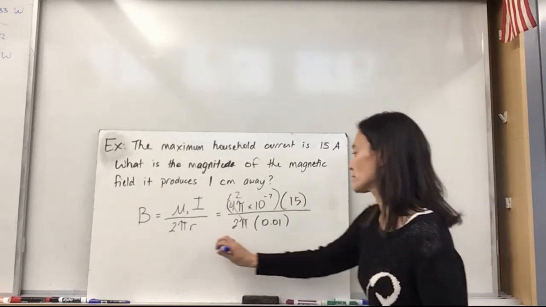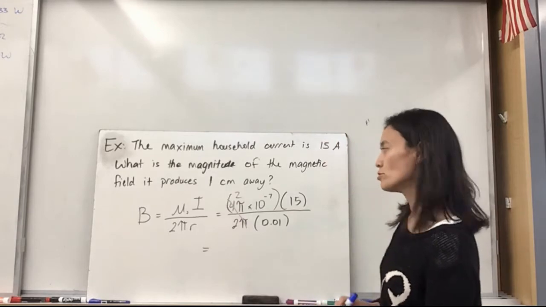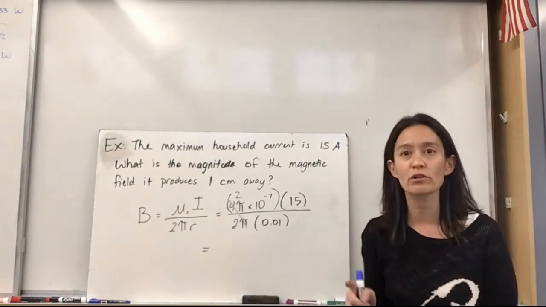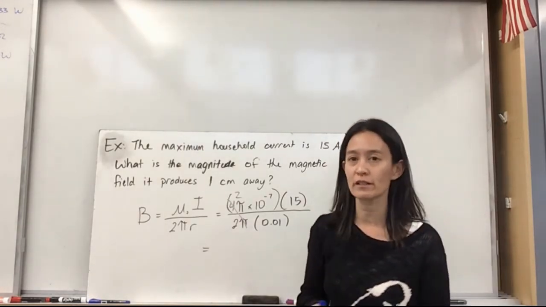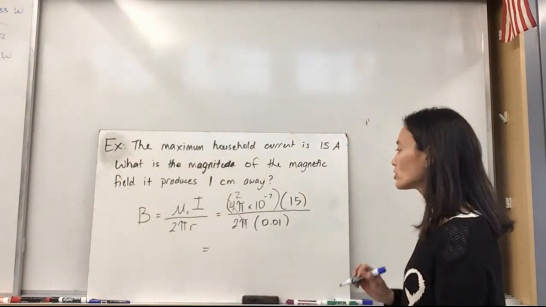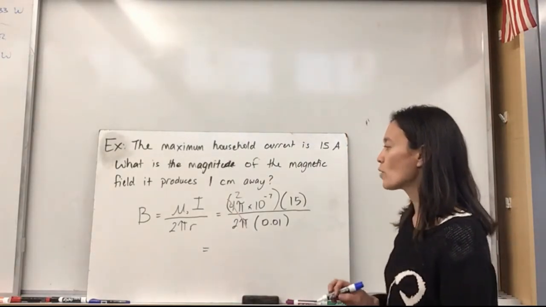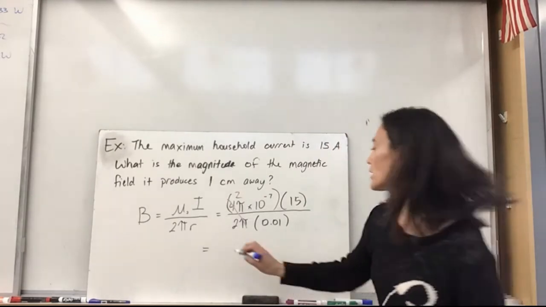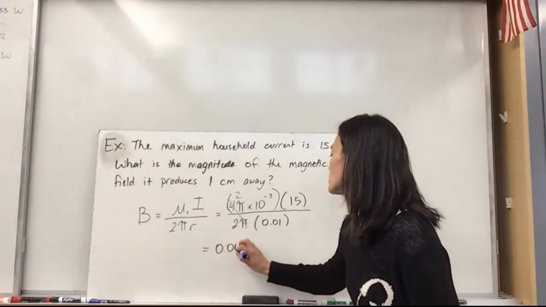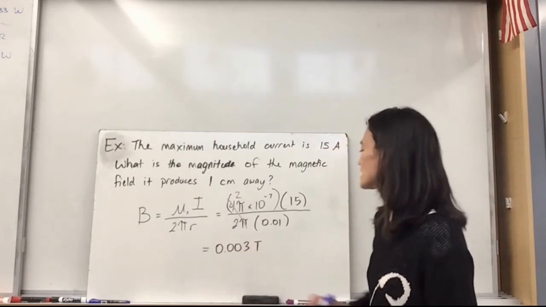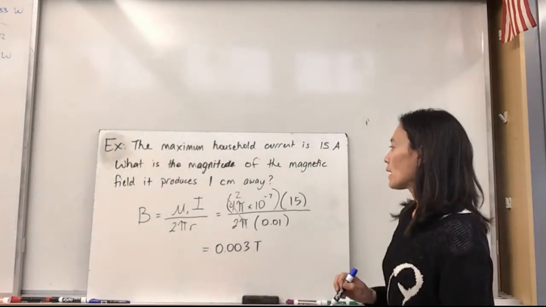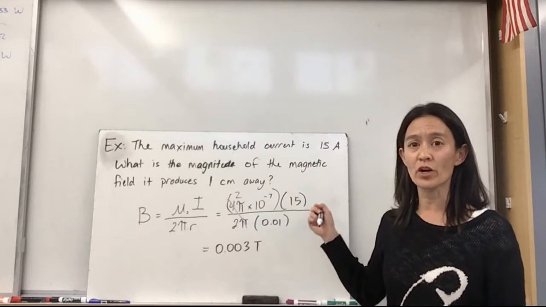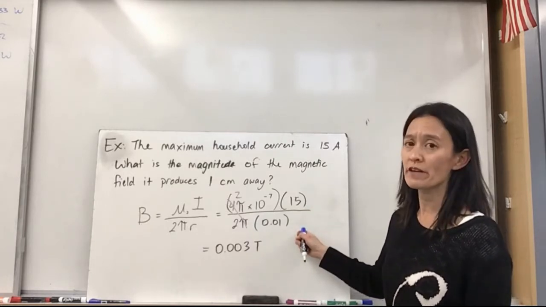Some of you could mental math this, some of you could just use your calculator, and some of you are just not going to do the right thing. You're not going to pause the video and actually try to calculate this yourself. I would encourage you to calculate it yourself. But hopefully, after pausing the video and calculating it, you should get that it is 0.003 Teslas.